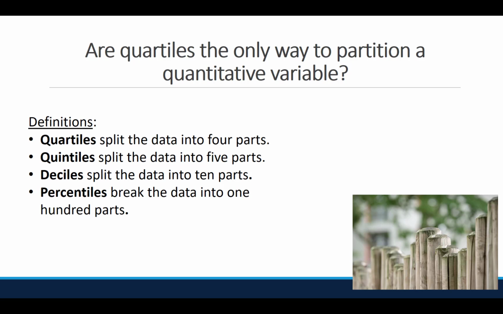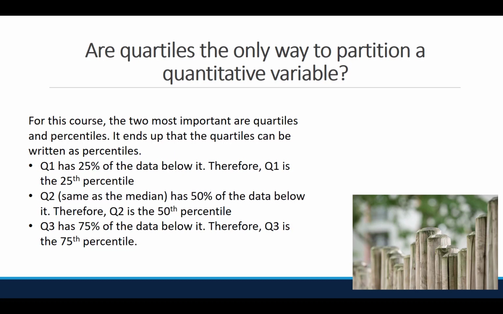Quartiles split the data into 4 parts. Quintiles split the data into 5 parts. Deciles split the data into 10 parts. And percentiles break the data into 100 parts. For this course, the 2 most important are quartiles and percentiles. We've already discussed quartiles, and now we will discuss percentiles.